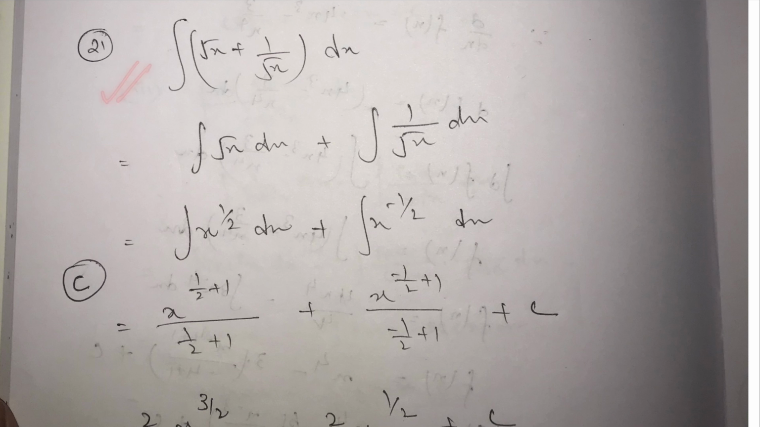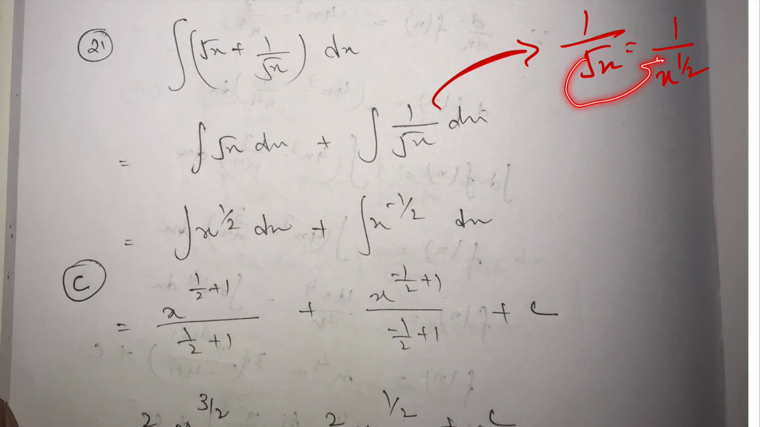It is very simple. We just have to do integration of root x plus 1 by root x. That's it. So how do we do it? We'll just separate the terms. Root x is separated and then plus 1 by root x is separate. Now root means power 1 by 2, right? So it will be x to the power 1 by 2, and 1 by root x we can write as 1 by x to the power 1 by 2, because root means power 1 by 2.